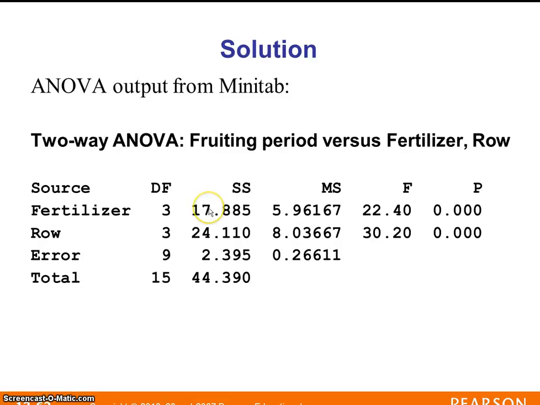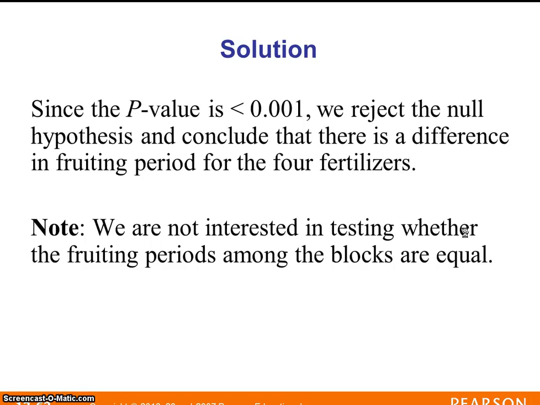So again, you can see some of the calculations here if you want. So here's our F value, and then here's the P value. And so the P value is quite low in this case. Since the P value is less than 0.001, it will certainly be less than 0.05, which is our alpha level. And we can conclude that there is a difference in fruiting period for the 4 fertilizers. Now we are not interested in testing whether the fruiting periods among the blocks are equal, so keep that in mind.